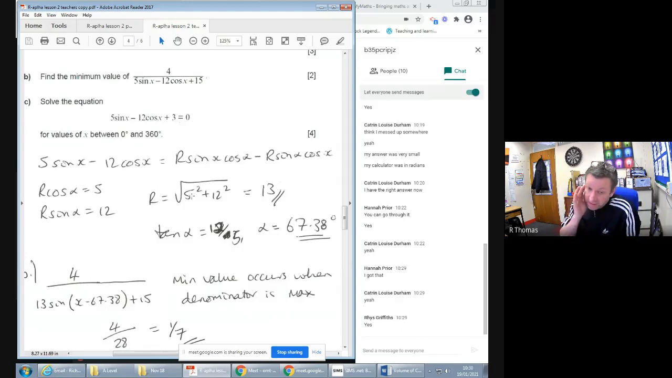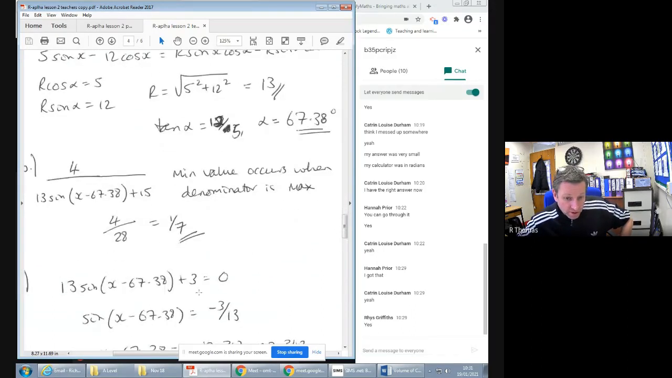But you mustn't bin it, okay? Because don't forget, in a moment, you're going to bring over the minus 67.38, and it'll become a plus, which will put that negative 13 value into range. I think that's why there was an extra mark attached here.